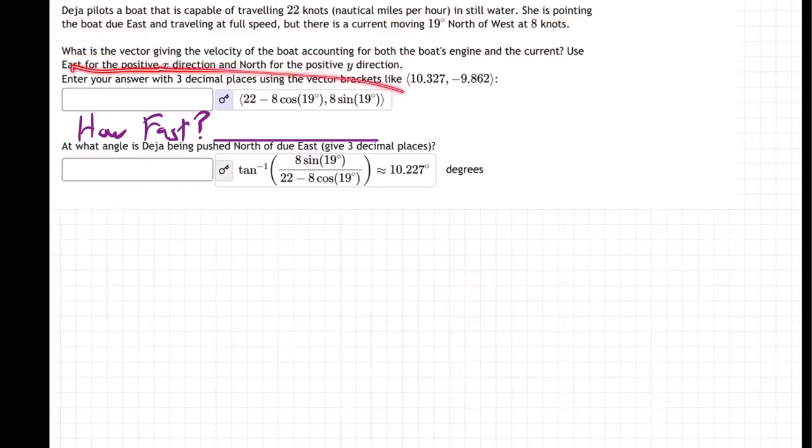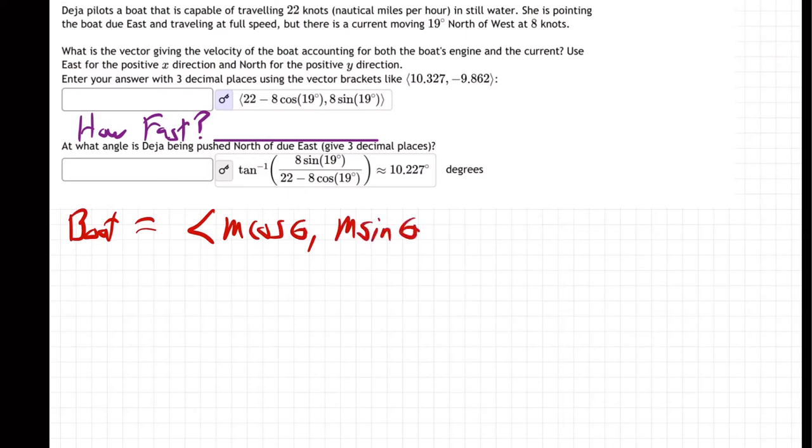Use east for, da. All right, so basically we got to add two vectors together. So we first off have the boat vector. The boat vector. So whenever we do these vectors, we go m cosine of theta, m sine of theta, right? The magnitude times the cosine of the angle, magnitude times the sine of the angle.